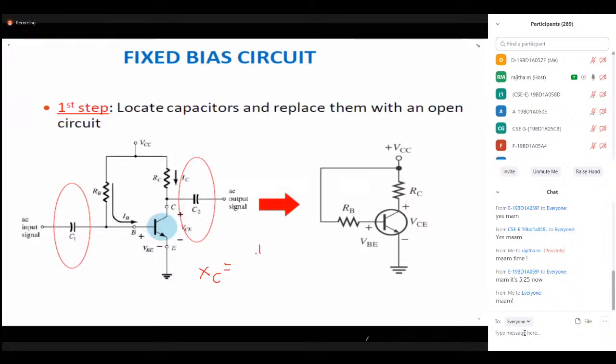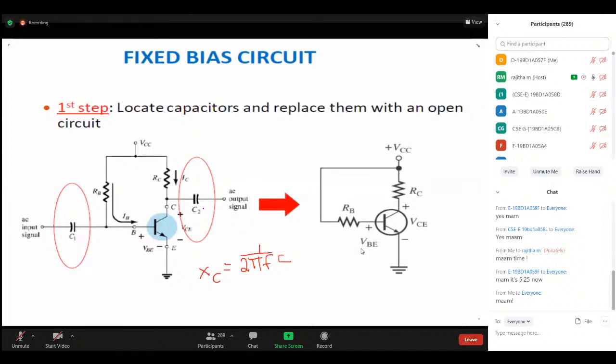Why are you open circuiting your capacitors? Since the reactance offered by the capacitor is XC equal to 1 by 2 pi FC. I am just finding the response of the transistor for the applied DC signal, not for the AC signal. So while I'm doing the DC analysis, remove your AC signal, or just disconnect your AC input signal.